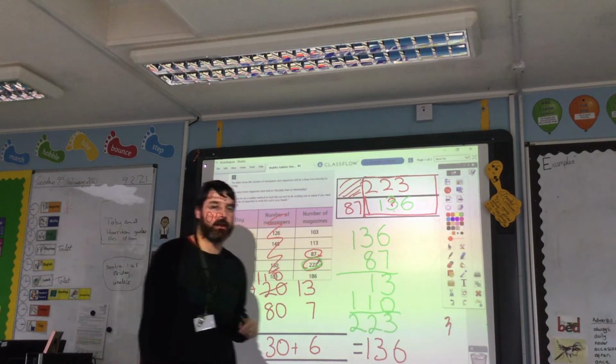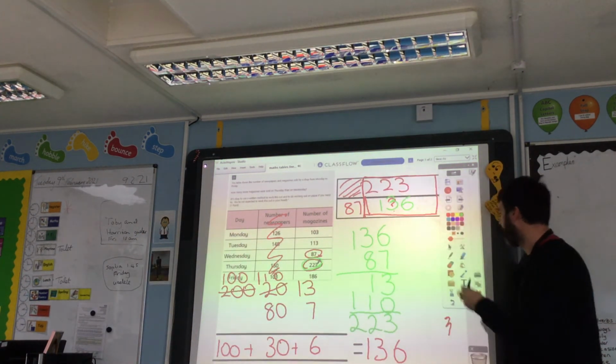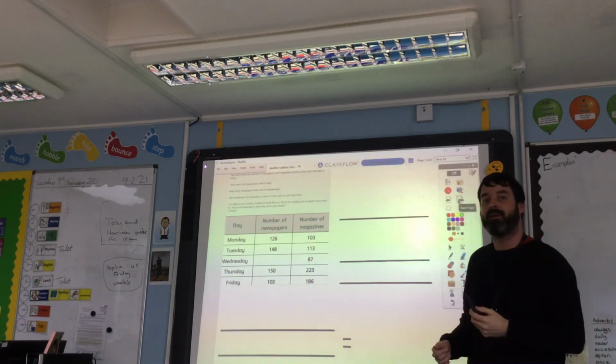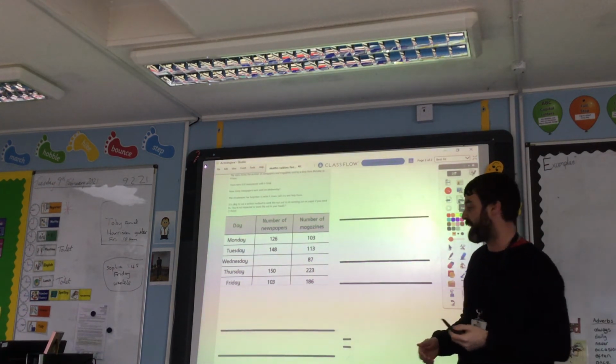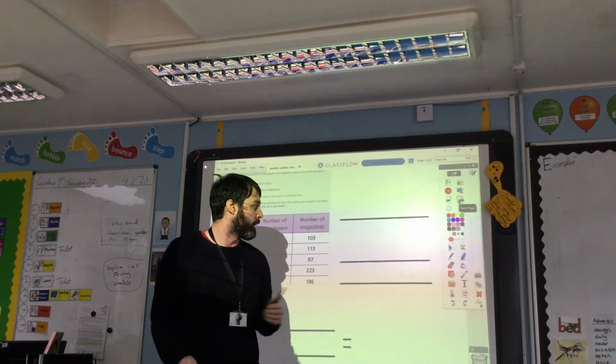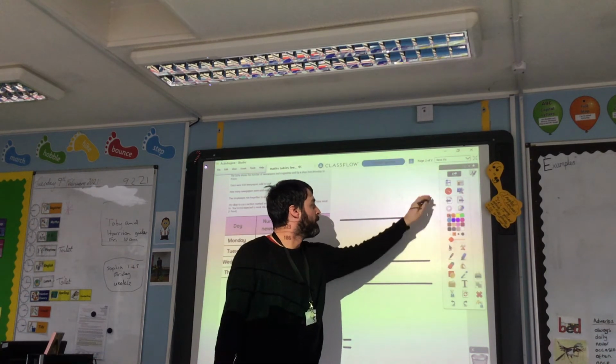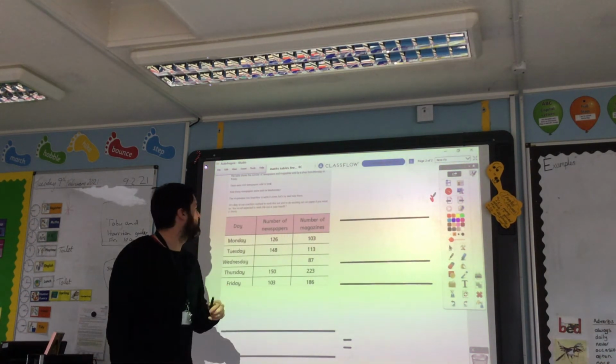Lovely stuff. Okay, I'm going to swap back over here. Let's have a look at our next question. So this is quite a beefy one. There's a few stages to it, so bear with me and hopefully we'll get through it together. I'm going to change back to red. I'm not sure how well green shows up at home. There we go, perfect.